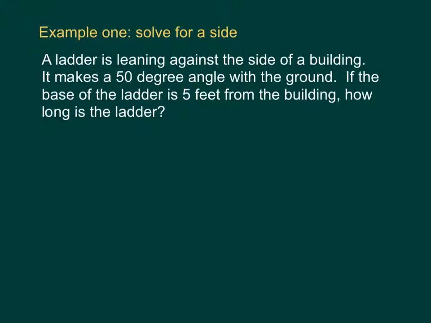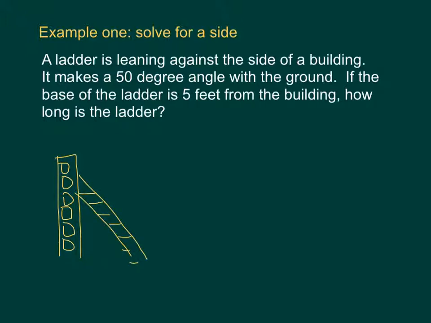Let's look at an example. This is example 1 on the front of your packet, and we're going to be solving for a side. So we've got the situation that a ladder is leaning against the side of a building. So let me just draw in a building. Great. Here's a building with some windows. And then I know a ladder is leaning against it. So here's my ladder. And it makes a 50-degree angle with the ground.